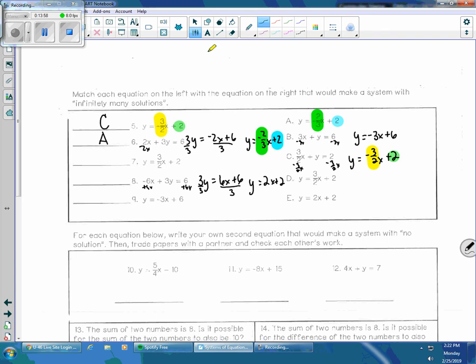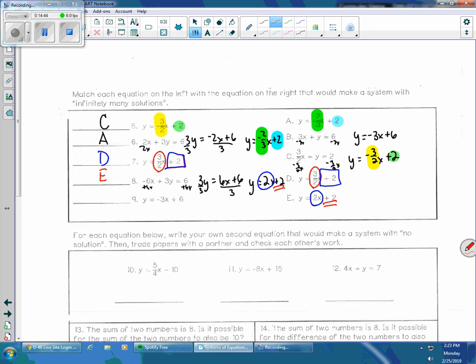I want you to go ahead and pause the video again, see if you can figure out number 7. My y-intercept is 3/2. So I've got to find one over here that's +3/2. Oh, I meant to, there we go. So that's going to be D. Next one, check out your slope. I need something that has a slope of 2. Let's see, here's a slope of 2, plus 2, plus 2. So this one's going to be E.